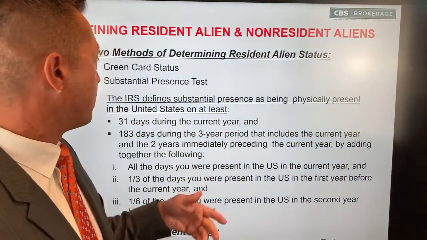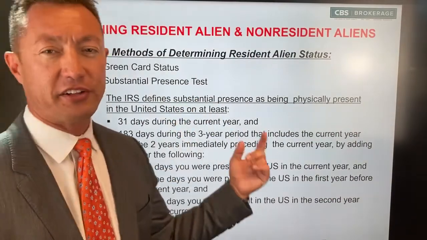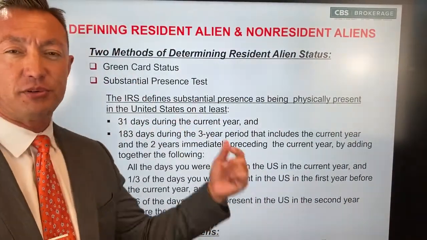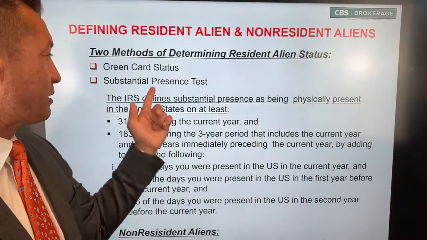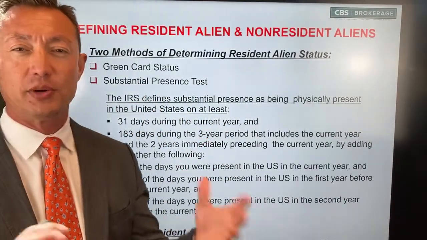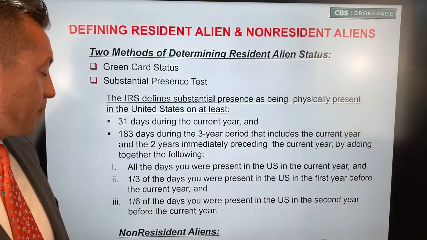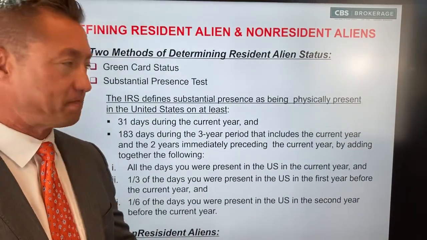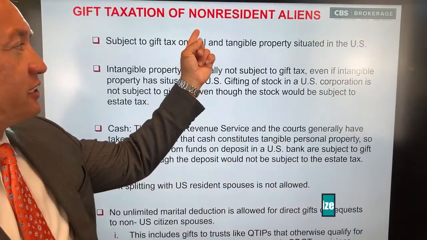So first I'm going to start with how we define the status of somebody who's a resident alien versus a non-resident alien. Basically, if you're a resident alien, you have a green card or you pass something called the substantial presence test. I'm not going to go into a lot of detail on that right now, but if you're a non-resident alien, you do not pass one of those two tests. So I'm going to cover non-resident alien status first.